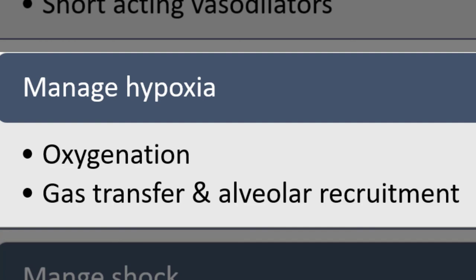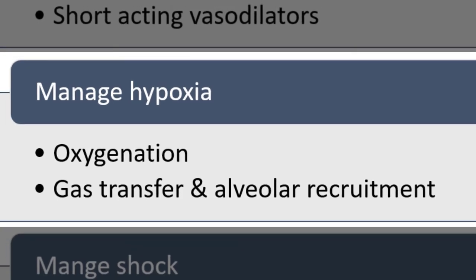With CPAP, this will occur because of the combination of the positive pressure that's generated by the device and the equivalent of a PEEP device that's attached to this.